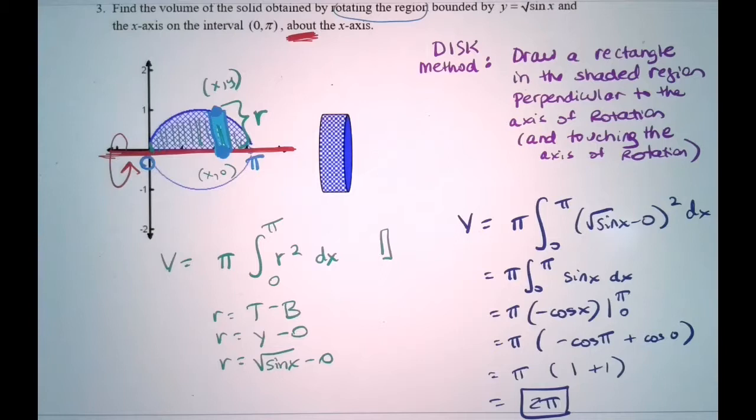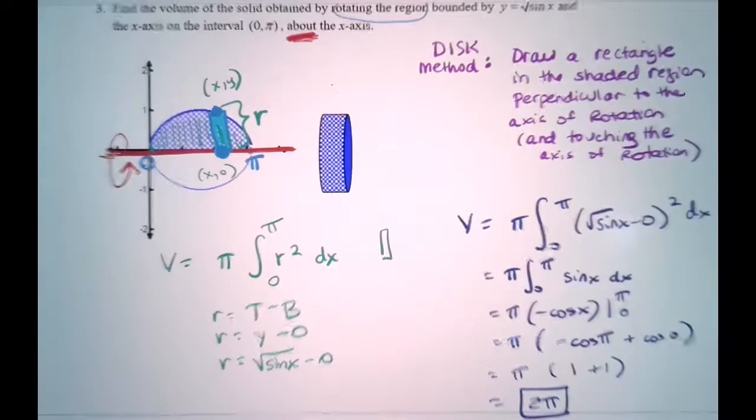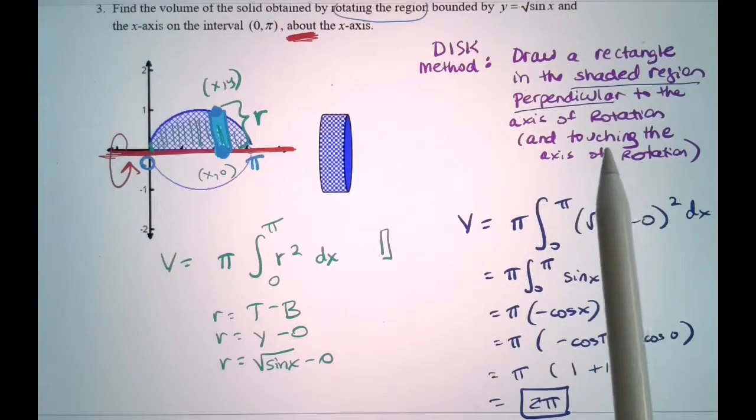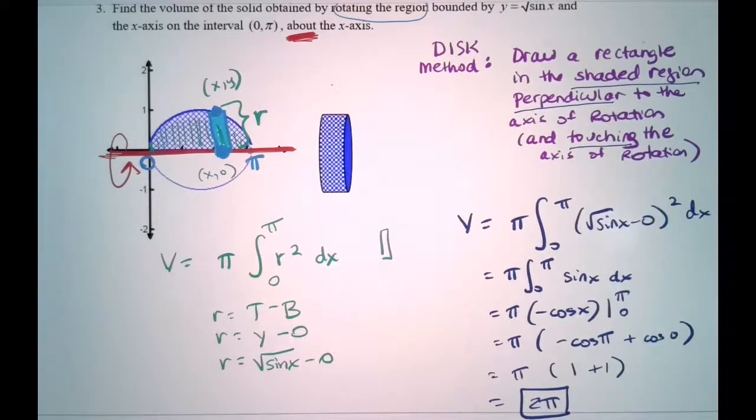Okay, so again, what's the shape? Well, it kind of looks like a football maybe, but you knocked this out of the park with the disk method. So again, the disk method is the method where you draw a rectangle in the shaded region perpendicular to the axis of rotation that happens to be touching the axis of rotation the entire time.